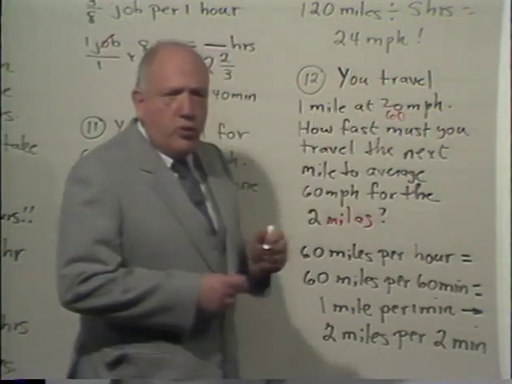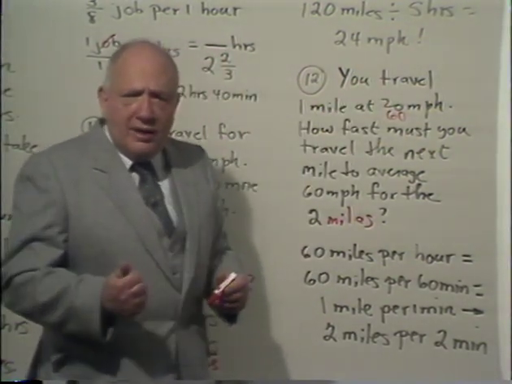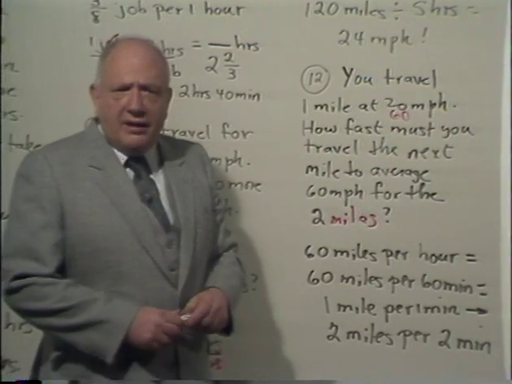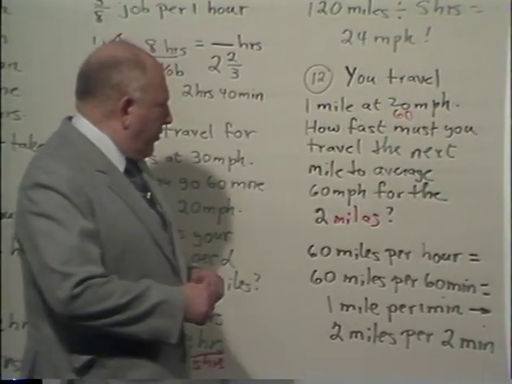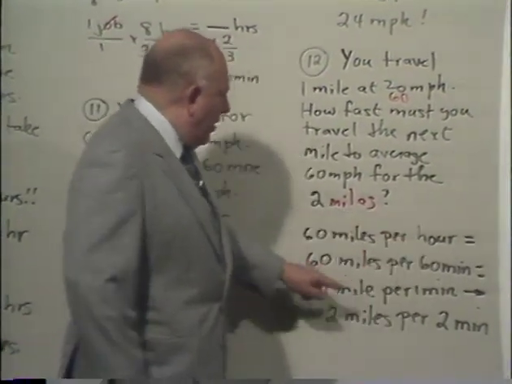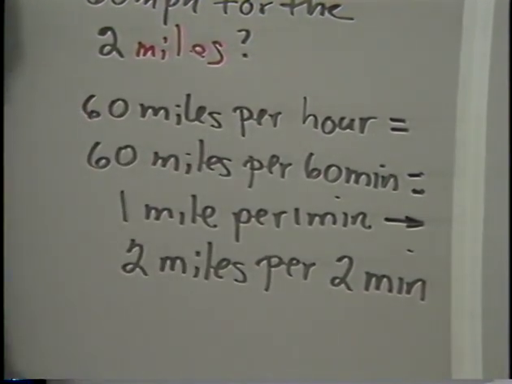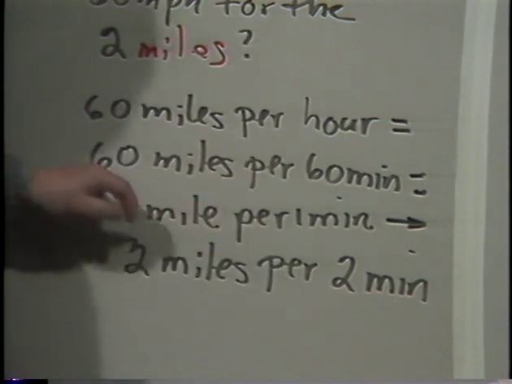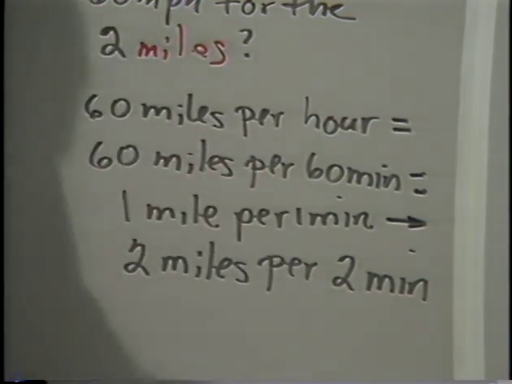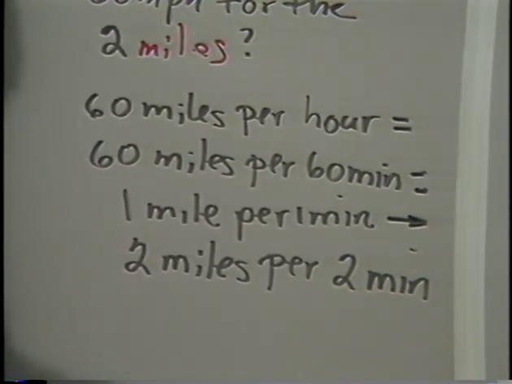You did the first one at 20. That was 40 miles too little, so now we'll add 40 on to make up for it. Let me show you a little trick over here. 60 miles per hour means 60 miles per 60 minutes, doesn't it? Per means divided by. 60 divided by 60 is 1, and the label is miles per minute. You're going 1 mile per 1 minute.